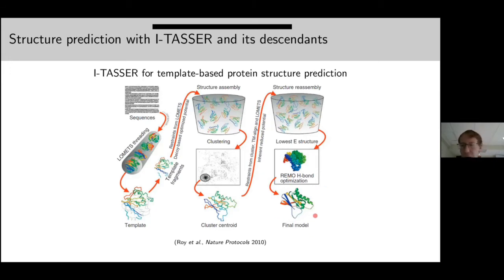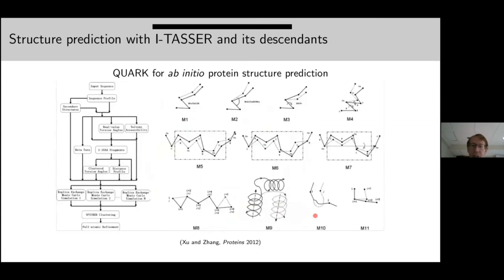And so this is very much informed by a combination of physical and statistical potentials. Now, this works all right as long as there are identifiable threading templates that can be found. In cases where you have a query protein that does not have any good threading templates, you instead have to do ab initio protein structure prediction.